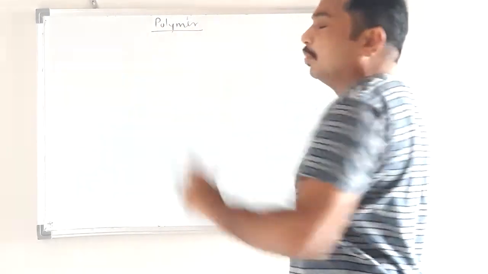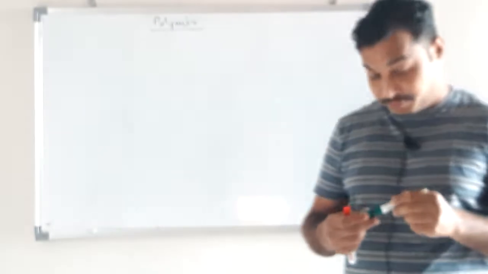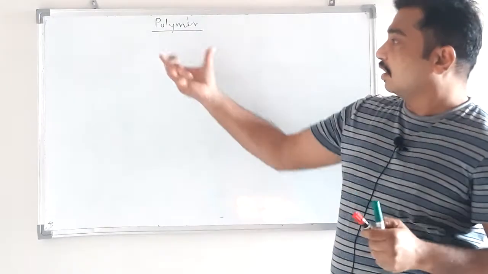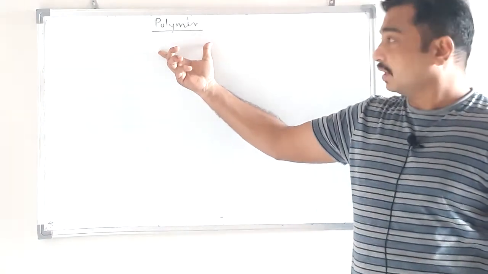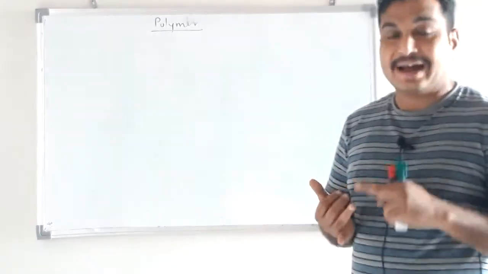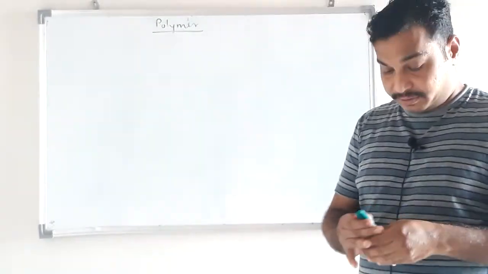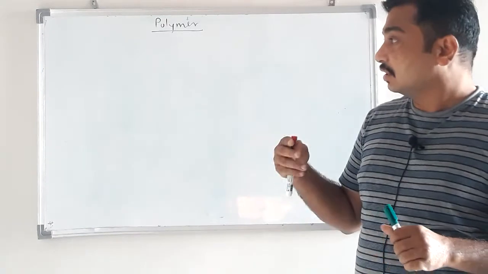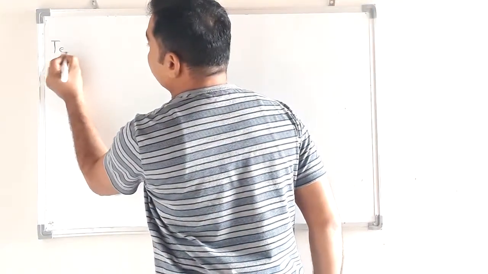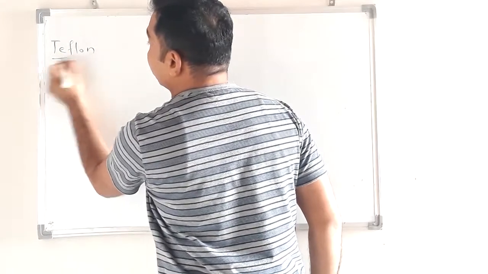Polymers and polymerization, that was our chapter that we have already started, and we have already covered some portion. Okay, the preparation of low density polymer and high density polymer, and in continuation with that I want to discuss the next polymer, that is Teflon. Teflon, we know Teflon.